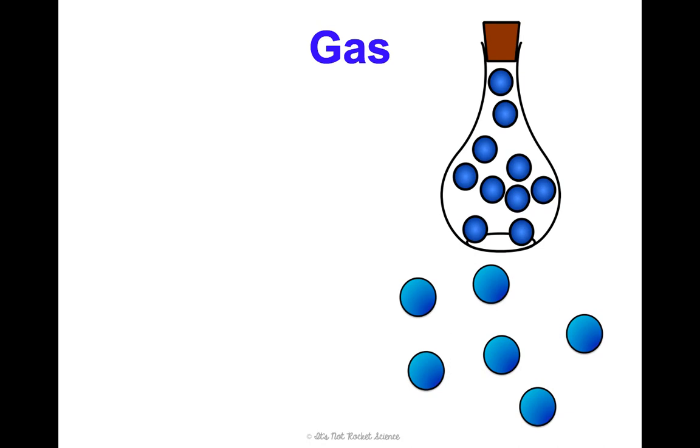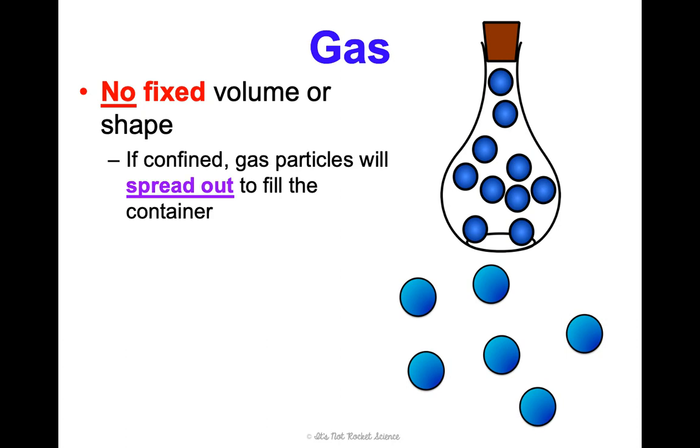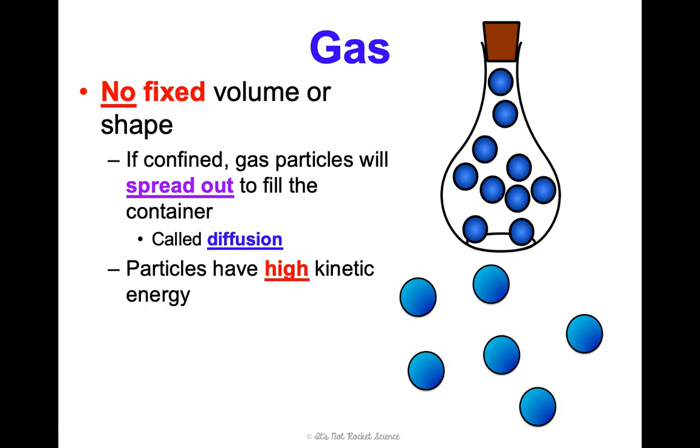Let's talk about gas. Gases have no fixed volume or shape. If they are confined in a shape, gas particles will spread out to fill the container. This is called diffusion. For example, when you spray perfume on one end of the room, eventually you'll be able to smell it over on the other side of the room, just because of diffusion. So gases spread to fill a container.